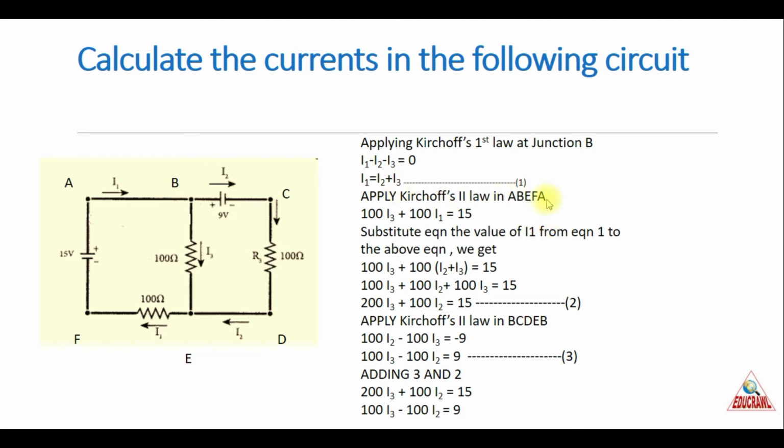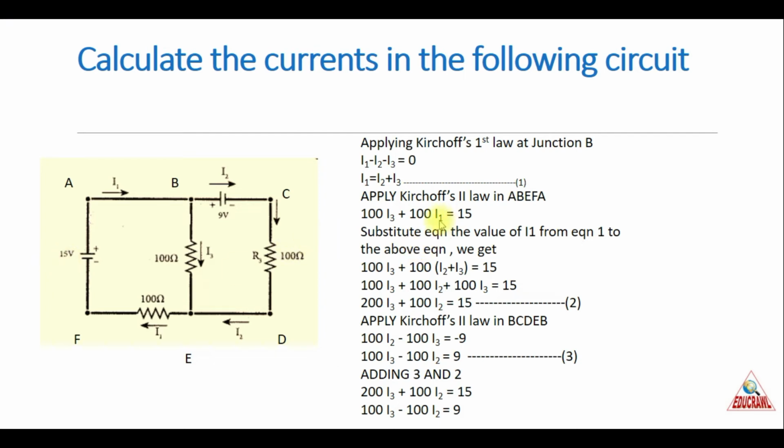Now take the loop A, B, E, F, A. That is the first loop. In the first loop, we have to apply Kirchhoff's second law. So when you substitute, start from B. It will be 100 I3 plus 100 I1 equal to the voltage in that loop. The voltage in the loop is 15 volt. So this value is equal to 15.